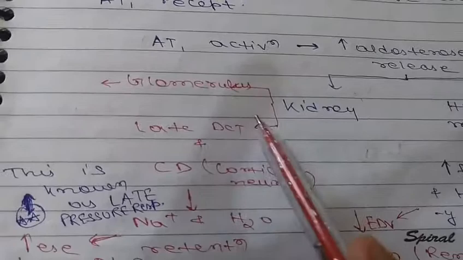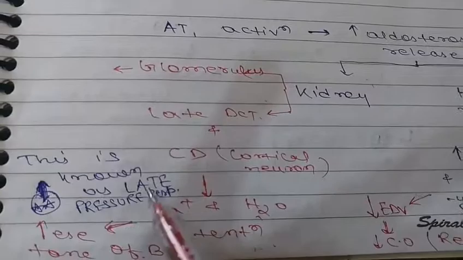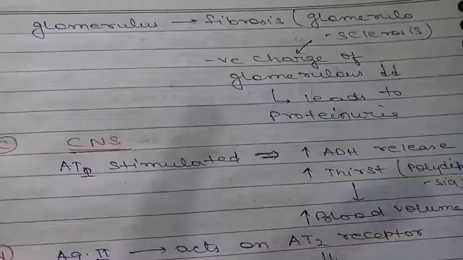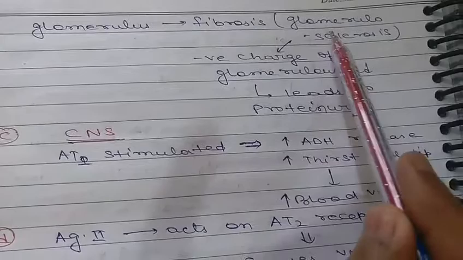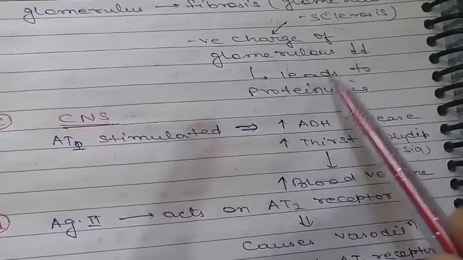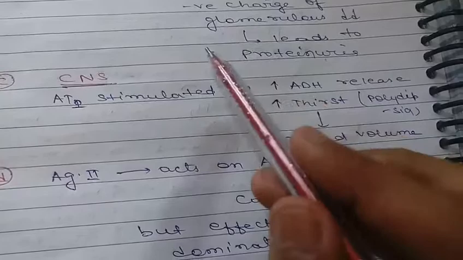If it is acting on the late DCT and collecting duct, then it will lead to sodium and H2O retention, increased tone of blood vessel. Okay, and this is known as late pressure response. It can also act on the glomerulus and lead to fibrosis of the glomerulus, that is known as glomerulosclerosis. And if there is glomerulosclerosis, then the negative charge of the glomerulus decreases. This will lead to proteinuria. So we have discussed the action of angiotensin 2 on your heart, kidney, as well as blood vessels.